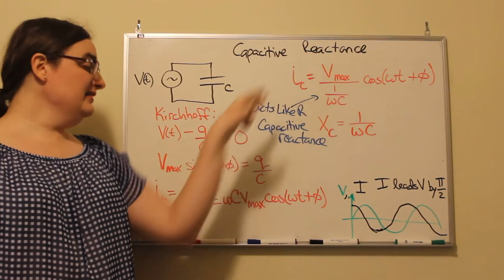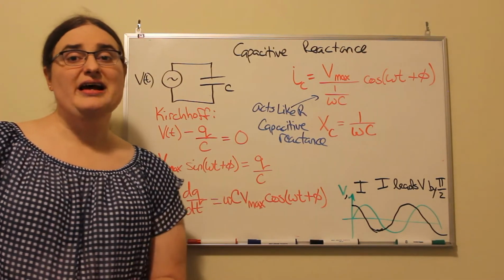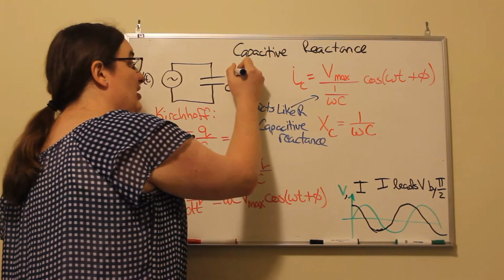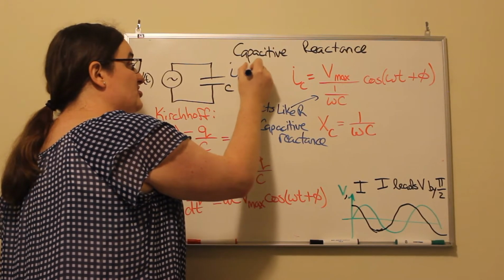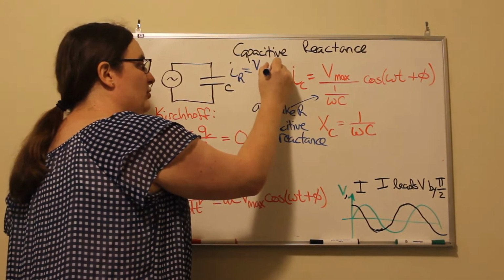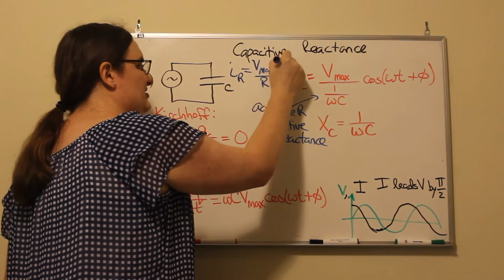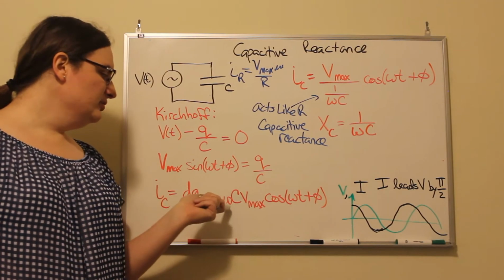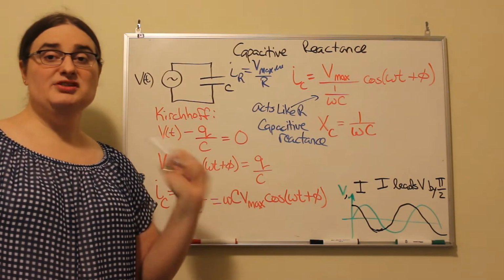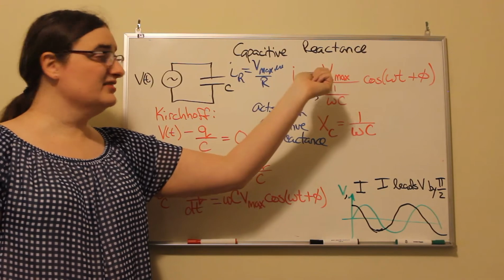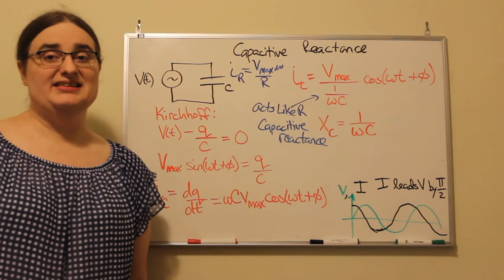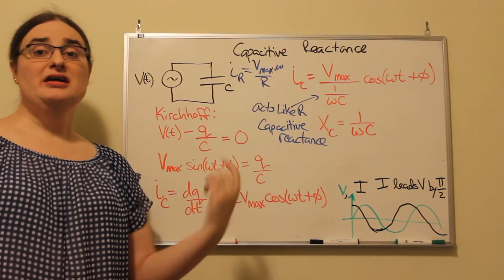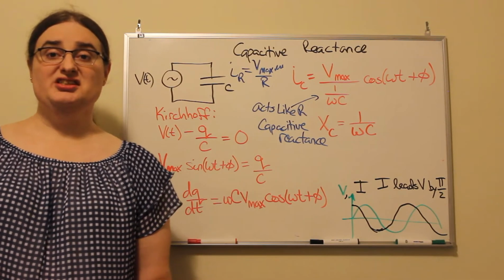Now, that itself doesn't look that much like the resistance equation, because we said with resistance, our current on a resistor went like our maximum voltage divided by the resistance, and then there was the oscillating stuff after it. But what I could do is, instead of omega C times Vmax, I could write it as Vmax divided by 1 over omega C. And that looks like the same format of an equation that I have for resistance.